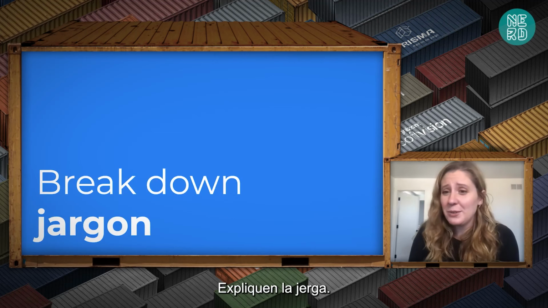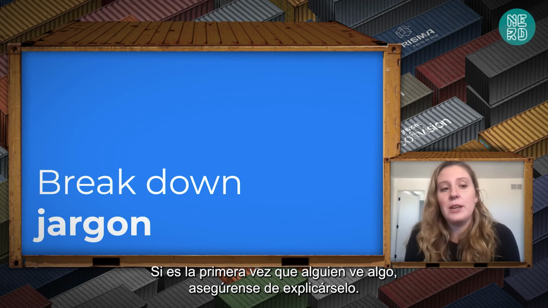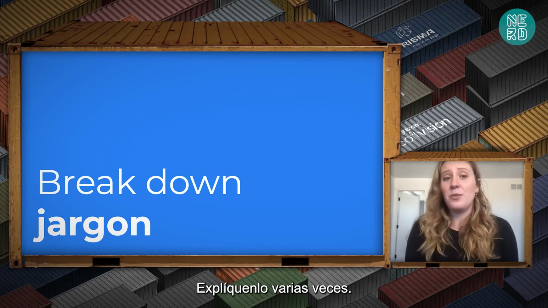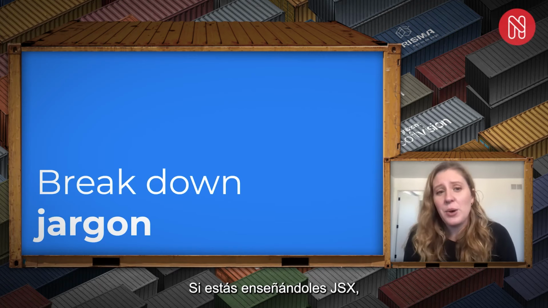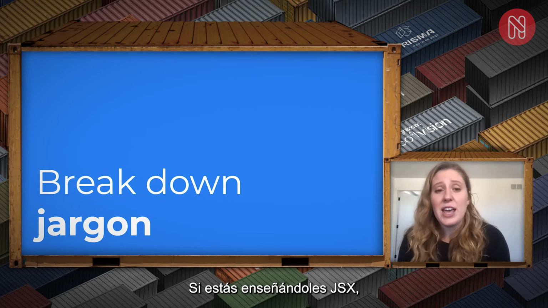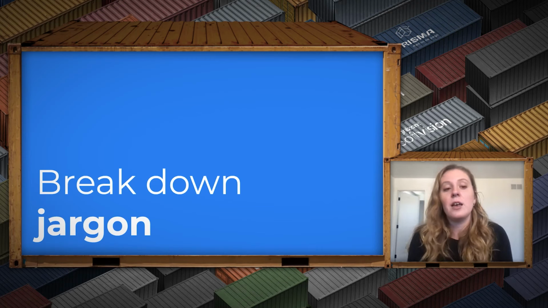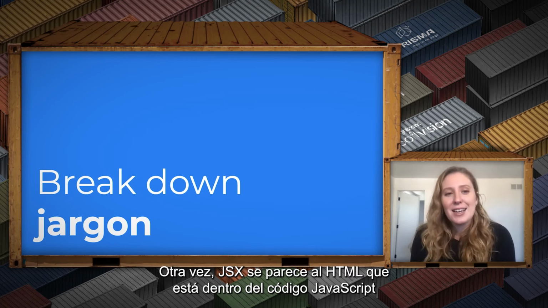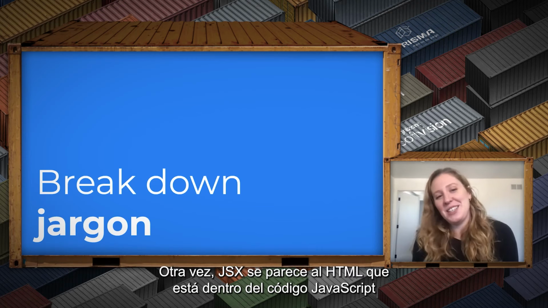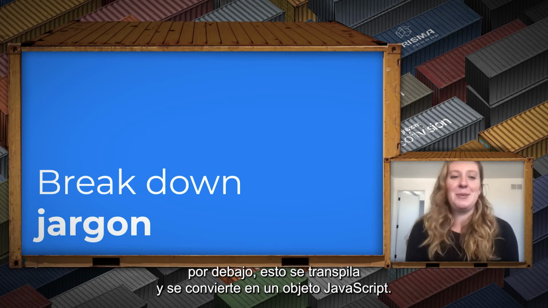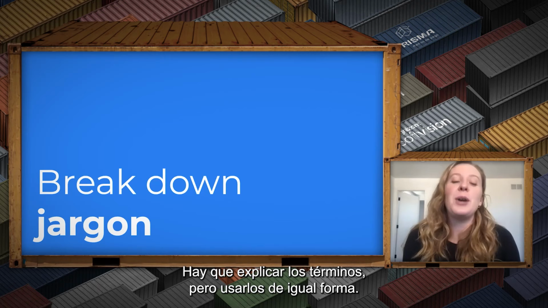Also, break down jargon. If somebody's seeing something for the first time, make sure that you're explaining it to them in the first couple times as well. So if you are teaching them JSX, you can tell them every single time that they see JSX, oh, again, JSX looks like HTML that goes within your JavaScript code. Under the hood, this is transpiled and becomes a JavaScript object. You can break down the jargon.